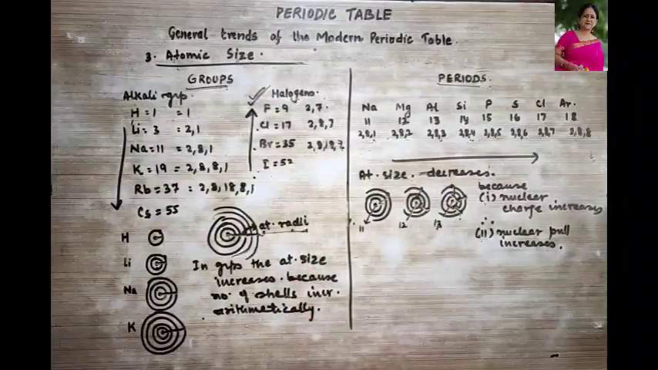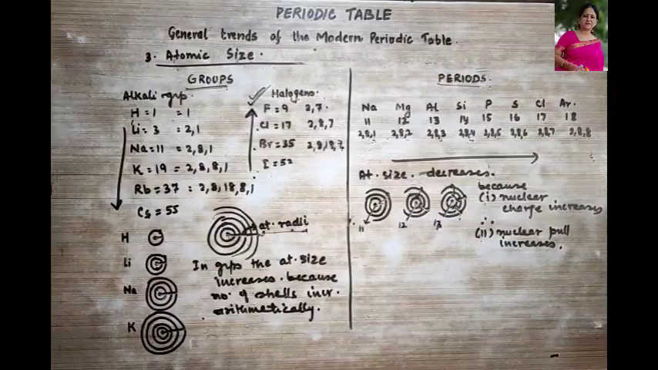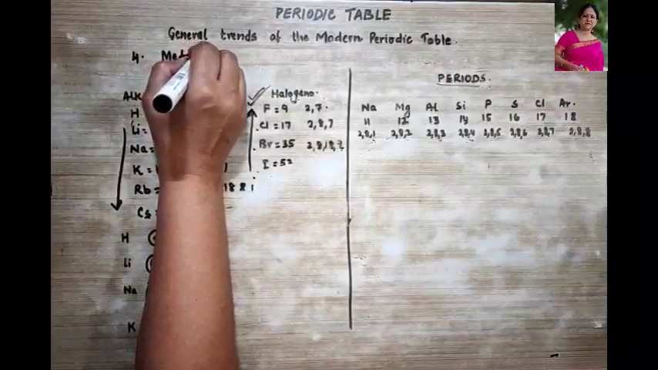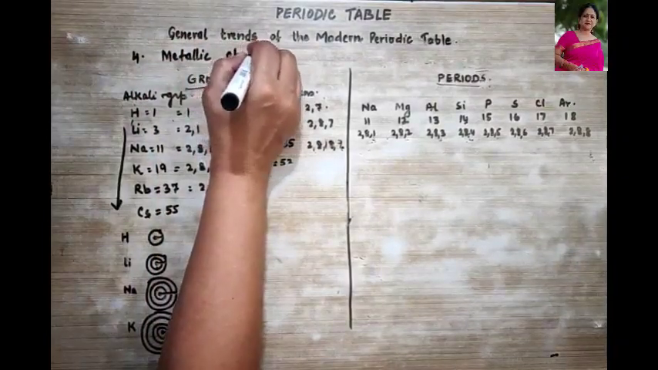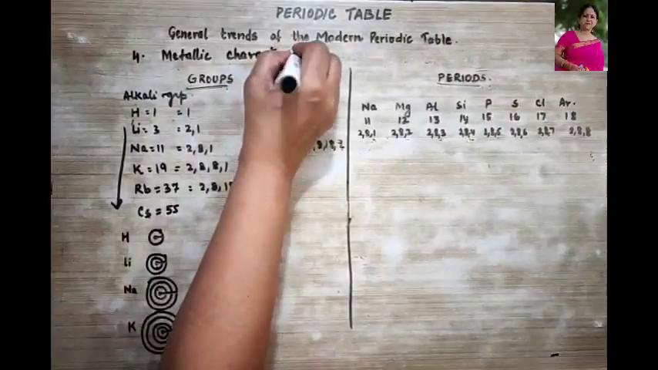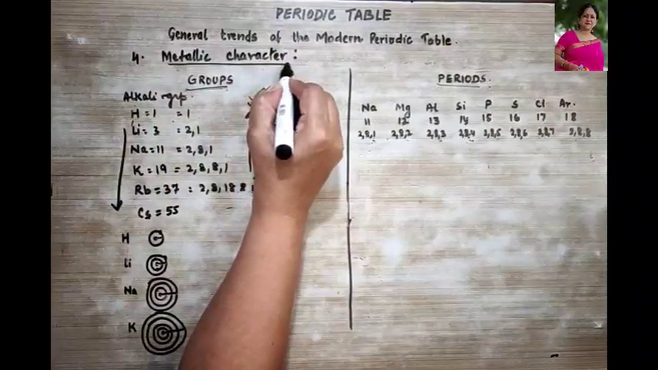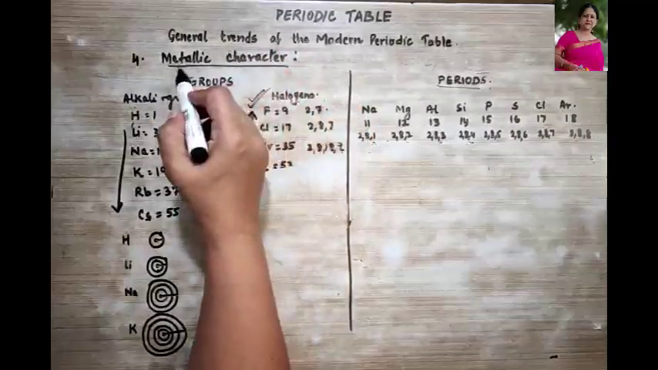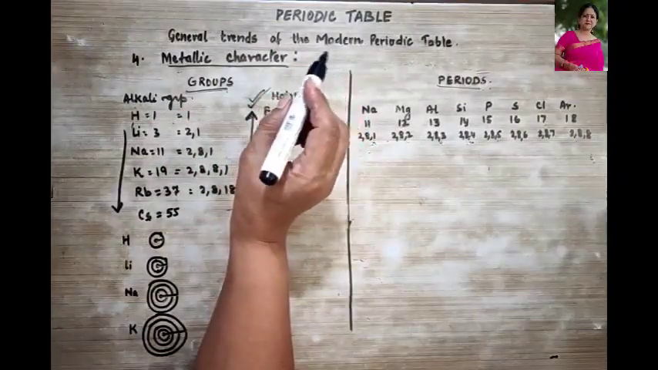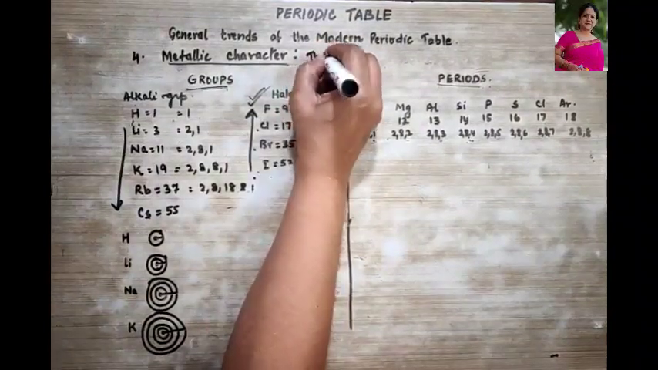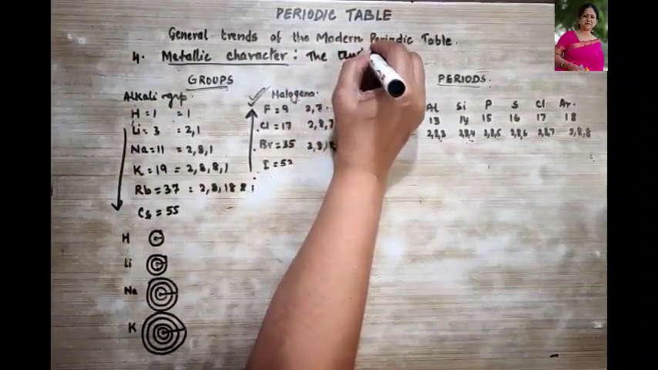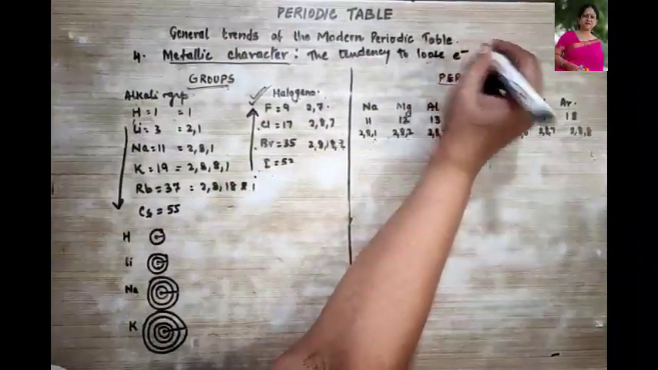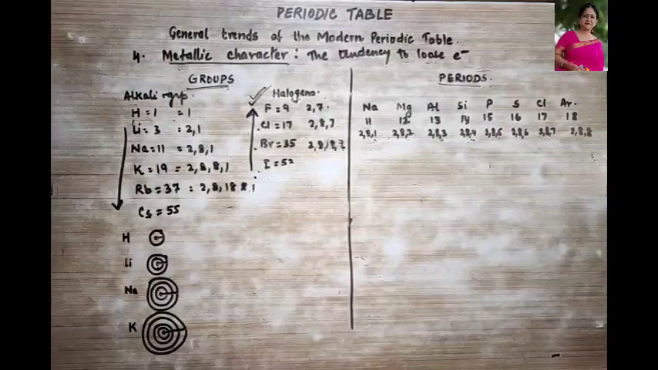And last of all, coming to metallic character. Let's talk about metallic character now. What do we mean by metallic character? The tendency of the elements to lose electron is called its metallic character. Okay? The tendency to lose electron is called the metallic character.